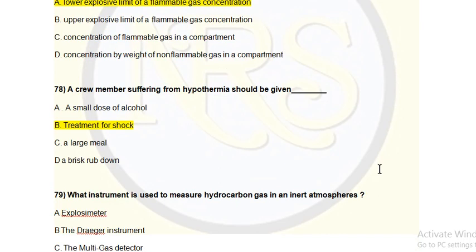Question number 78. A crew member suffering from hypothermia should be given option A, a small dose of alcohol. Option B, a treatment for shock. Option C, a large meal. Option D, a brisk rub down. The correct answer is treatment for shock. He is already in thermal shock of low temperature. So treatment has to be given according to treatment for shock. The correct answer is option B.